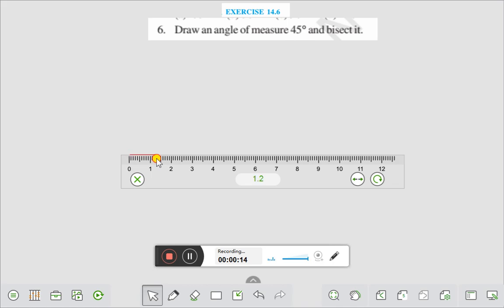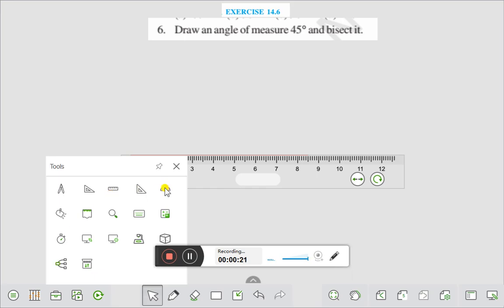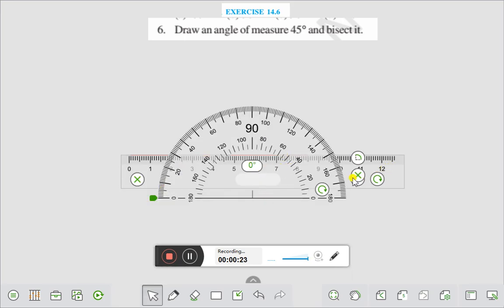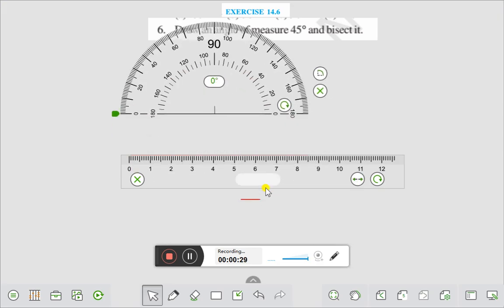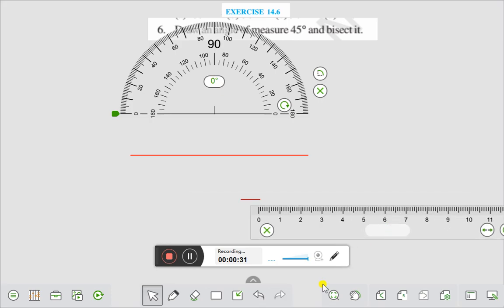Let us draw a line here, right? And with the help of the protractor, let us take the protractor. We will measure this one. With the help of the protractor, we will make an angle of 45 degrees.